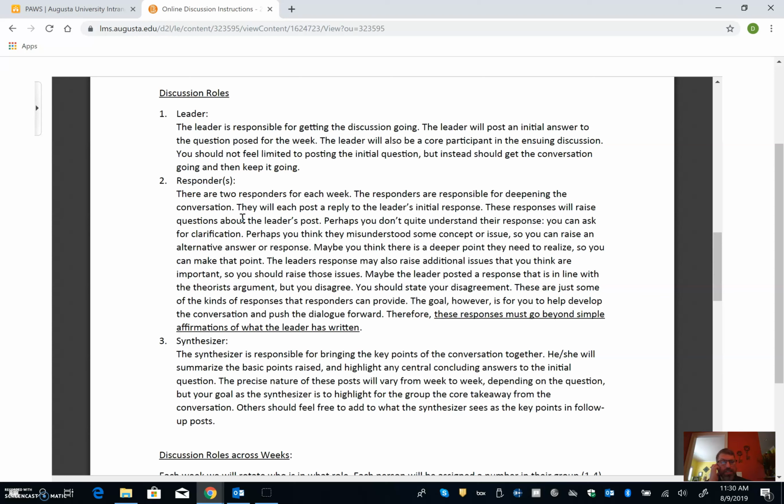And similarly with the synthesizers, you don't want to just end by saying, okay, that's great, we're done. You really want to bring together the conversation. What were the key salient points that each person raised? What should be our takeaway message out of this conversation?